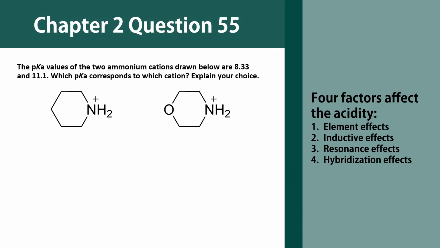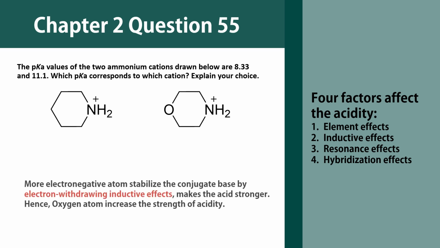Next, question 55. The pKa values for 2 ammonium cations drawn below are 8.33 and 11.1. Which pKa corresponds to which cation? Explain your choice. So back to our 4 factors: element effect, inductive effect, resonance effect, and hybridization effect. Based on the structures, we can see they share the same element effect, which is NH. So how do we select? Based on the second effect, the inductive effect.